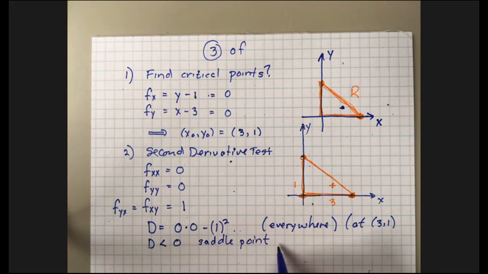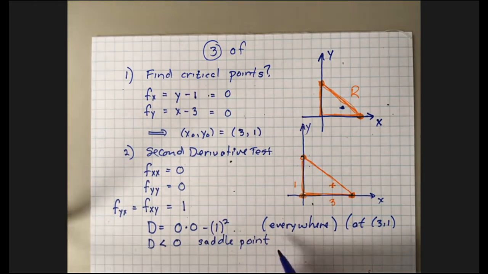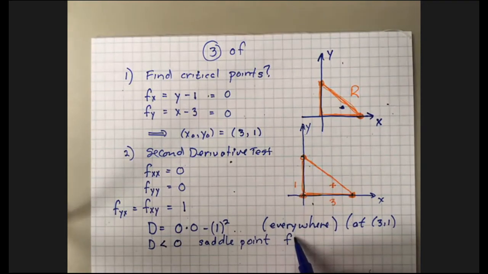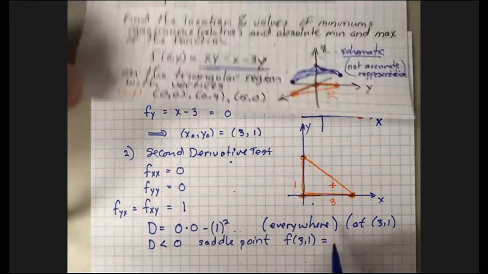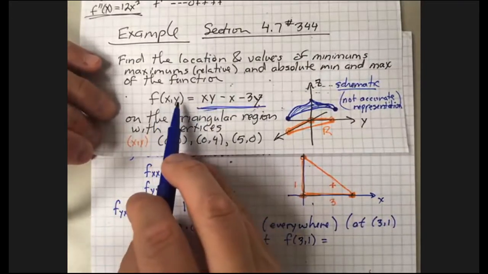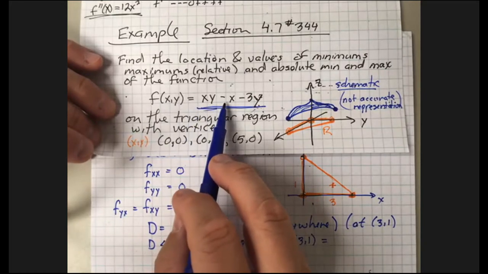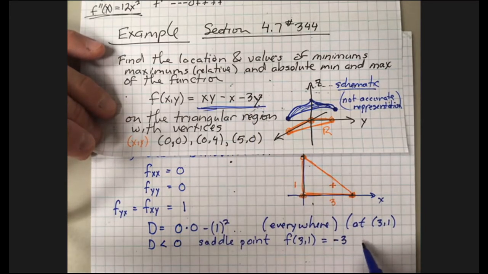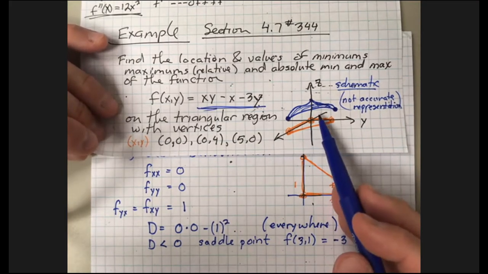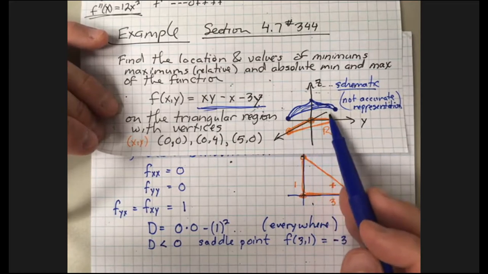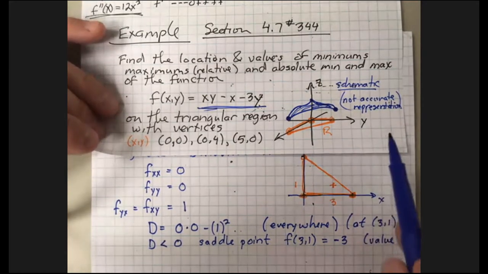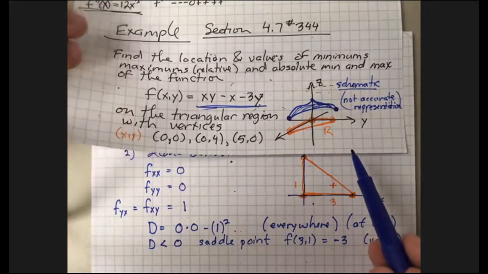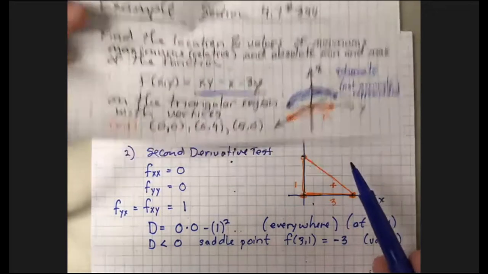I'm interested in the saddle point, and I'm interested in what it looks like. And by the way, since I'm here, I might as well find the value. So the original function at (3, 1), what's the value? It would be 3 minus 3 minus 3, which is negative 3. And now you see that this drawing is not going to be good at all because I drew this thing entirely positive. So we're going to have to come up with a better drawing in a moment, and I'll show you how to do that nicely in Mathematica.